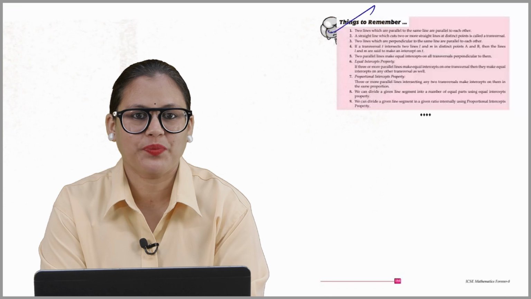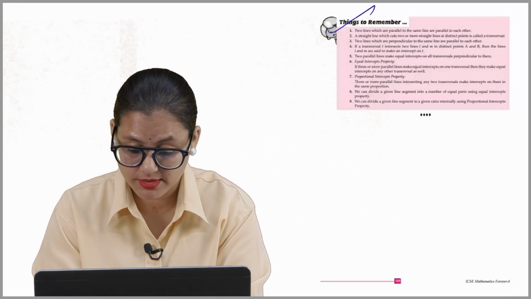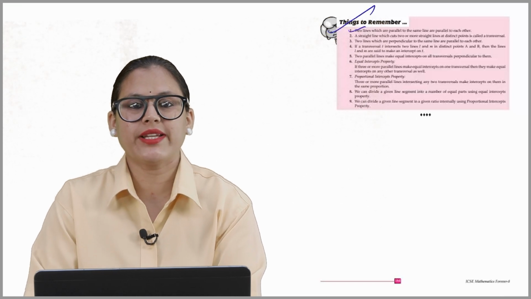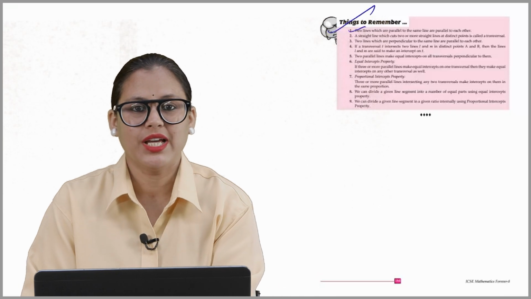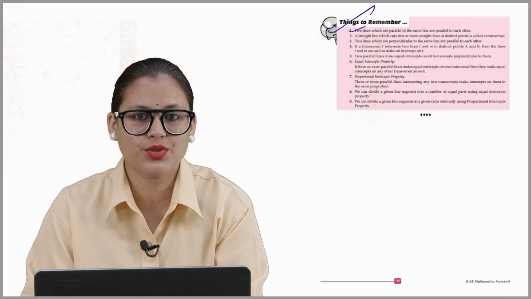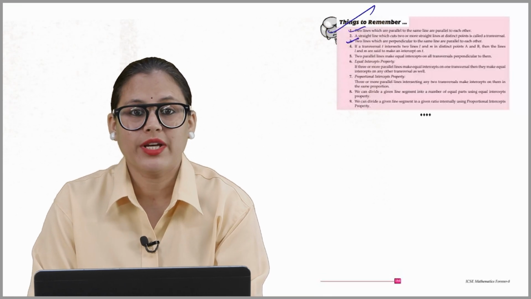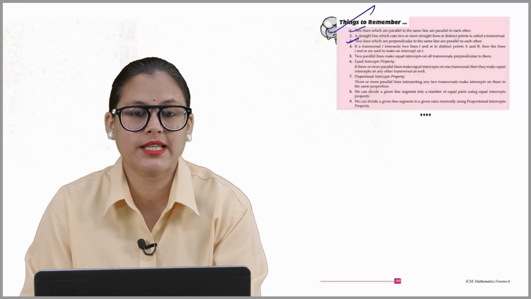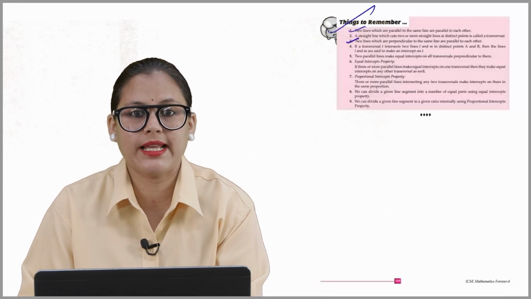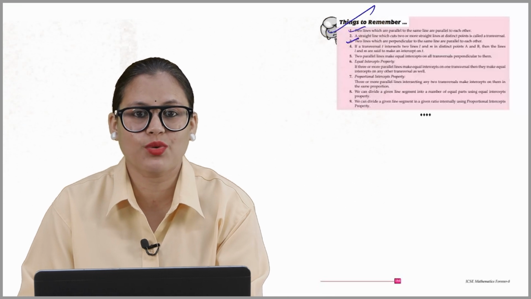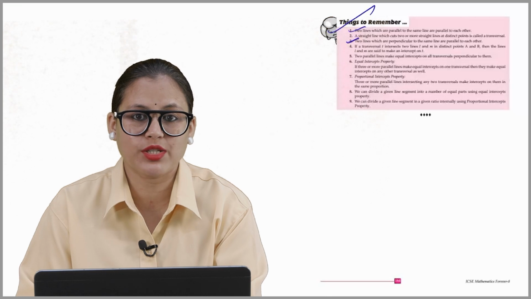Now, things to remember. Number 1, two lines which are parallel to the same line are parallel to each other. Remember this always. Number 2, a straight line which cuts two or more straight lines at distinct points is called a transversal. 3, two lines which are perpendicular to the same line are parallel to each other. Also remember this. 4, if a transversal T intersects two lines L and M in distinct points A and B, then the lines L and M are said to make an intercept on T. 5, two parallel lines make equal intercepts on all transversals perpendicular to them.